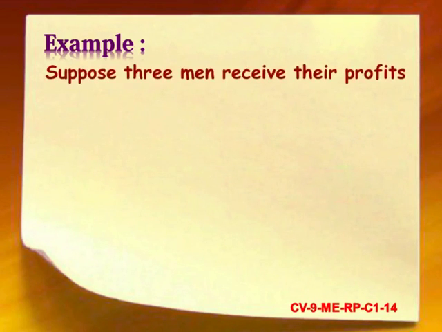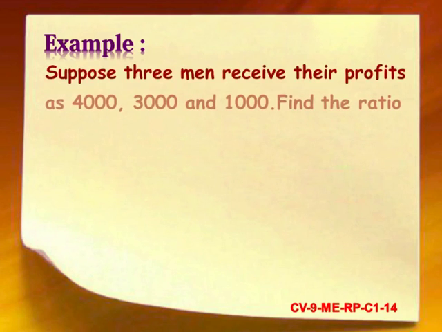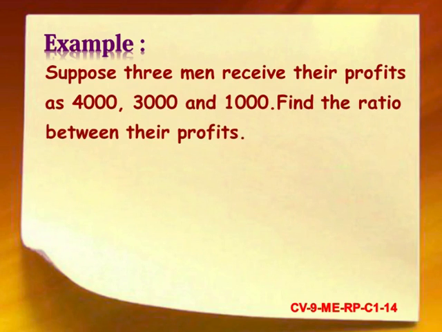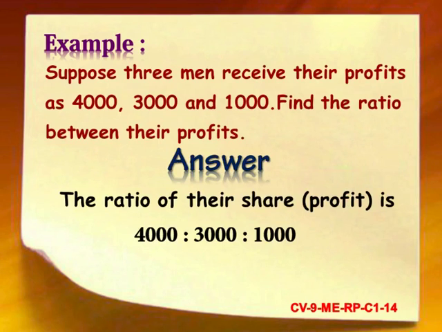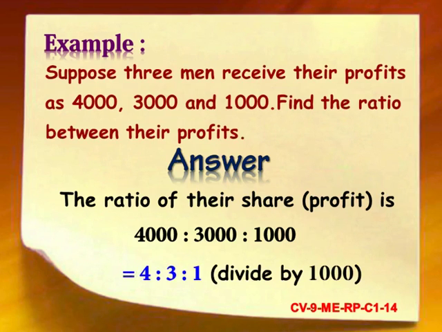Here is one more example of application on ratio in business. Suppose 3 men receive their profits as 4,000, 3,000 and 1,000. Find the ratio between their profits. Answer: the ratio of their share, that is, their profit is 4,000 is to 3,000 is to 1,000, divided by 1,000, that is equal to 4 is to 3 is to 1.